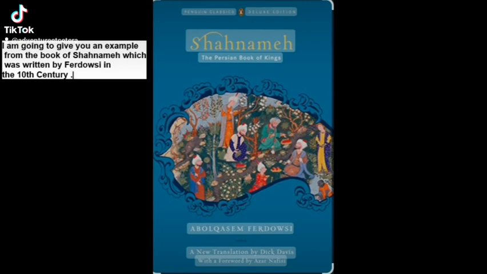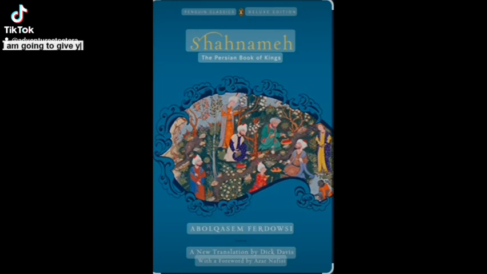I'm going to give you an example from the book of Shahnameh, which was written by Ferdowsi in the 10th century. This is the cover page of Shahnameh, the Persian book of kings. And also, I'm going to talk to you about the book of Hudud al-Alam. This is the cover of Hudud al-Alam, written by Minorsky.